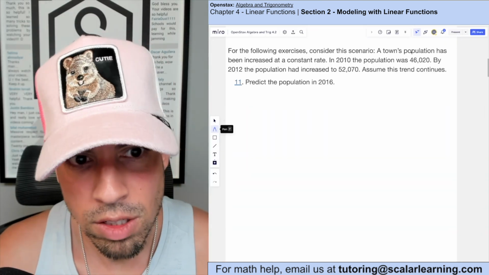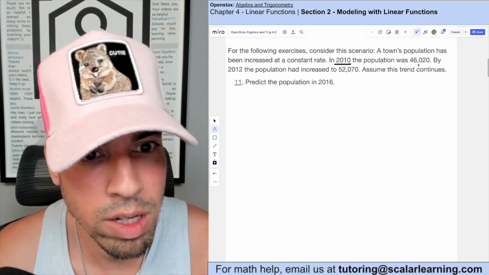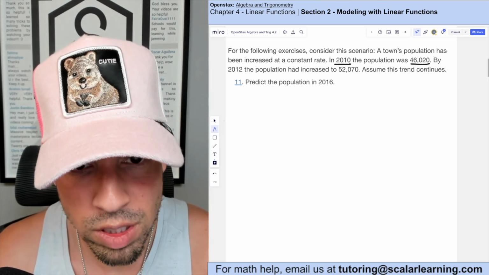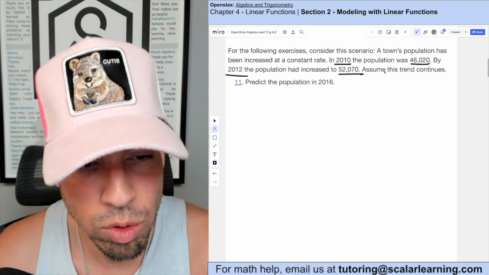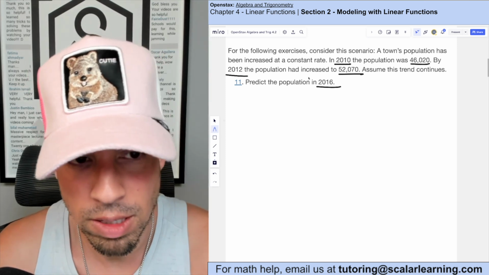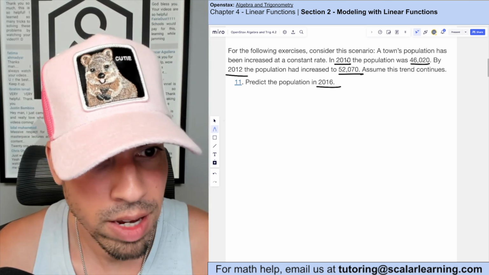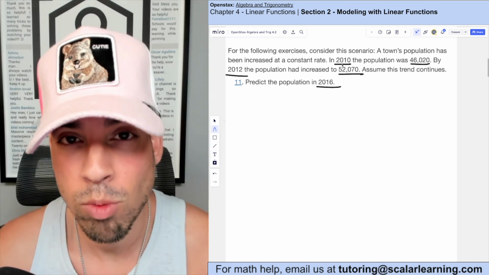For the following exercise, consider the scenario. A town's population has been increasing at a constant rate. In 2010, the population was 46,020. By 2012, the population had increased to 52,070. Assume it continues. Predict the population in 2016. So first what I'm going to do is represent these values as coordinates just to make it easier so the numbers are a little bit more manageable.